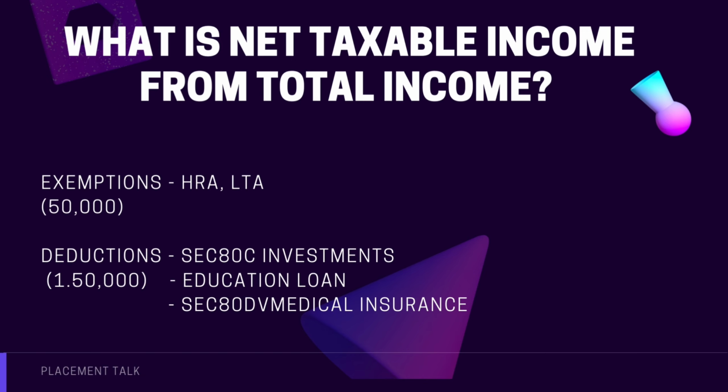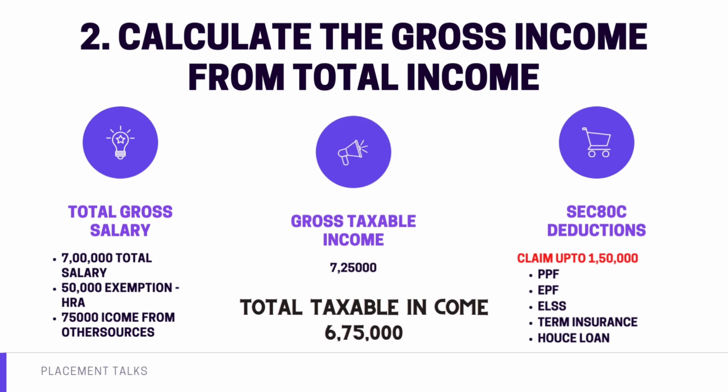So let us understand with a small example. Let us assume that your total income is 7 lakh rupees. In that 7 lakh, we will be getting 50,000 rupees exemptions under HRA and LTA. So let us remove that. Then let's add around 75,000 rupees as income from other sources like house rent or fixed deposit interest or anything. So the total gross taxable income is 7,25,000 rupees. We can claim up to 1,50,000 rupees under the section 80C deductions. So we can remove that 1,50,000 from the gross taxable income. So our total taxable income will be 6,75,000 rupees only.